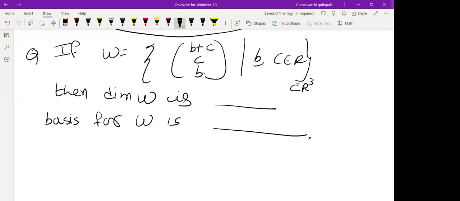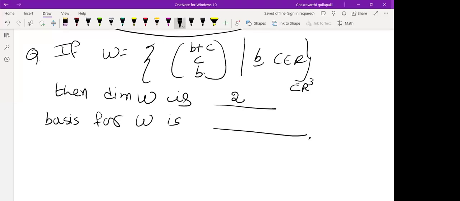What is the dimension now? The dimension of W is the number of vectors in the basis. Another formula is, suppose you are asked to find only the dimension, then it is a waste of time finding the basis. Instead, directly you can get the dimension using the formula, number of free variables. How many free variables are there here? B and C are real, that means free. You can give any value for B and C. The number of free variables is 2. So the dimension is 2.